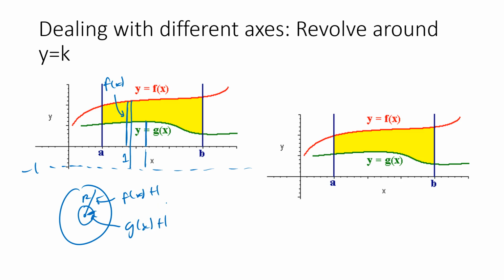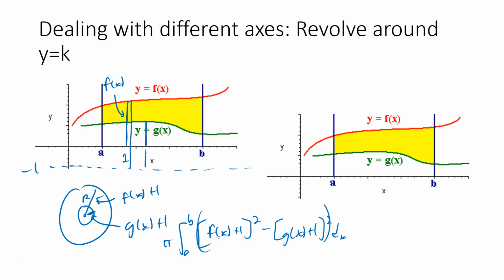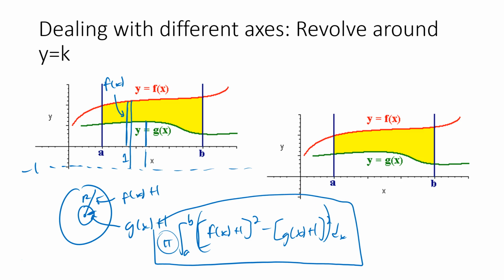And now we just put it into our washer formula again. So the volume here is going to be pi integral a to b f of x plus 1 squared minus g of x plus 1 squared dx. Once again, I'm using my big radius and squaring it, and then subtracting my small radius squared. Don't forget the pi, because we're dealing with circles here, so pi r squared, and that's going to be your overall volume.